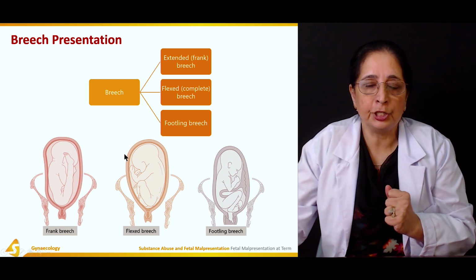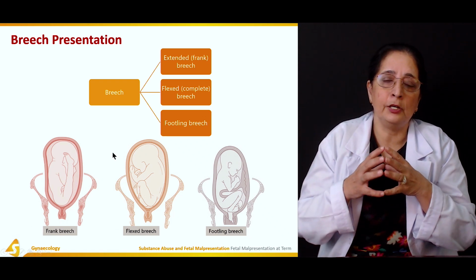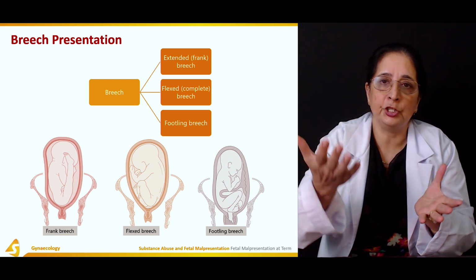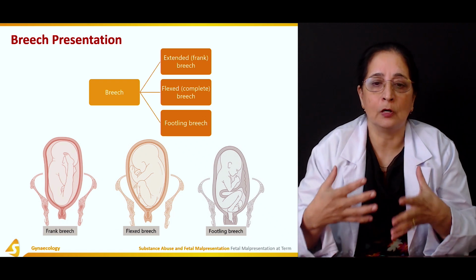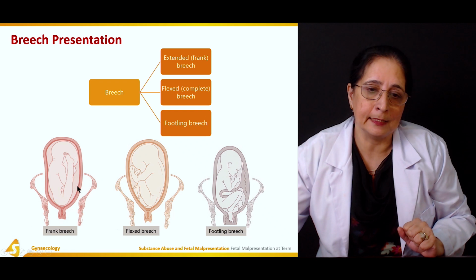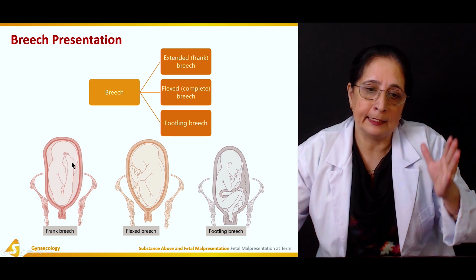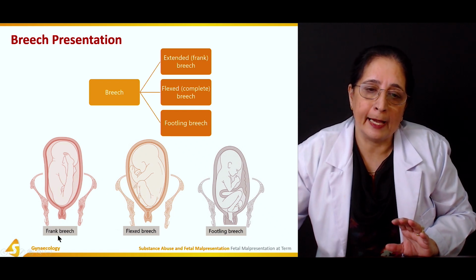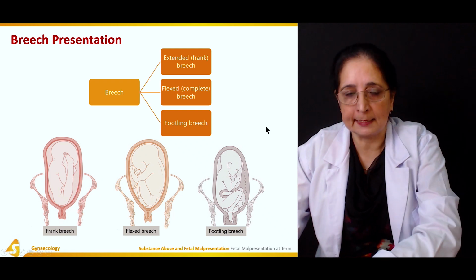And then flexion, make sure you know flexion is the position in which there is bending, and extension is when it's completely straight or straightening. In this, if you see, the position of the legs is extended and straight. Flexed is bending. So flexed breech, and frank breech with legs extended.